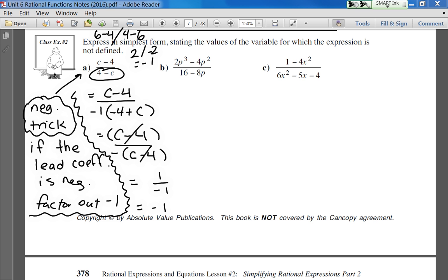Oh, very nice. So what's the non-permissible? So make sure you put that little condition. Negative 1, comma, as long as C is not... What?